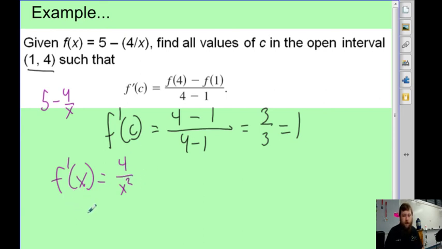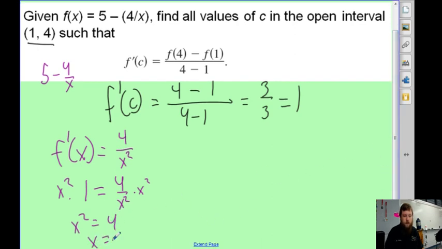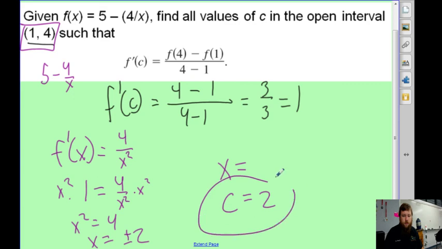We want to find out where that equals 1, so 1 equals 4 over x squared. Multiplying both sides by x squared, you get x squared equals 4. And that means your x values are going to be plus and minus 2. Now notice it has to be on the interval 1 to 4, so negative 2 doesn't work. The only value for c that works is c equals 2, not c equals negative 2, because it's not on that interval.